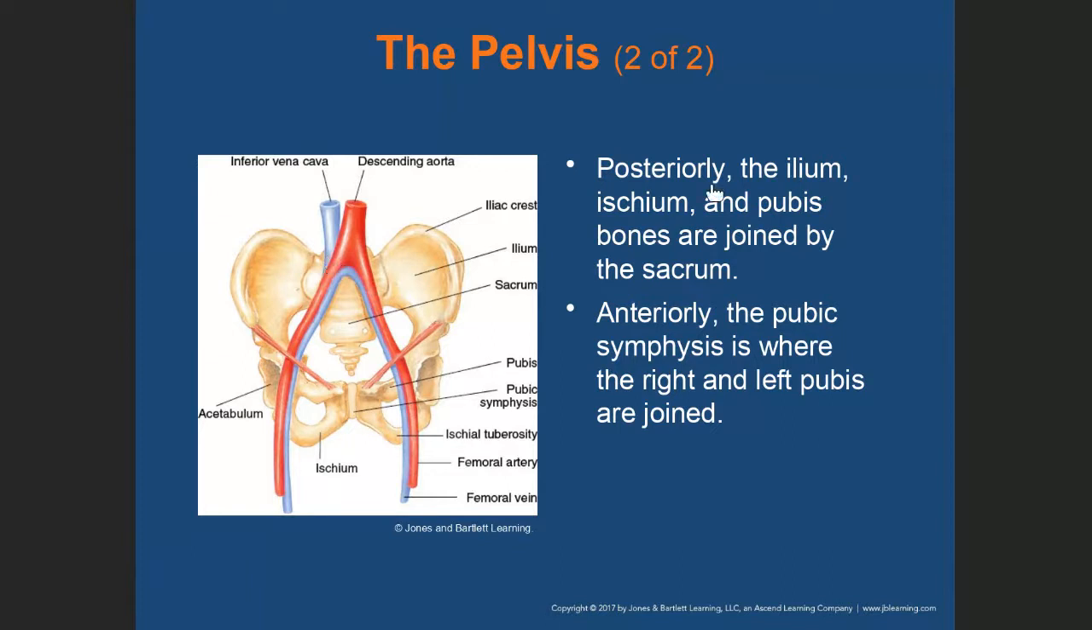So posteriorly, you have the ilium, ischium, and pubis bones, which are joined by the sacrum. Anteriorly, the pubic symphysis is where the right and left pubis are joined.